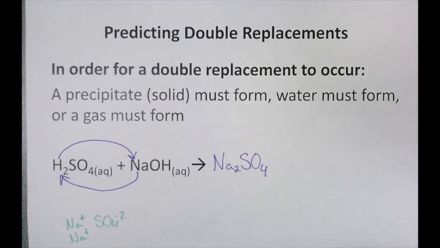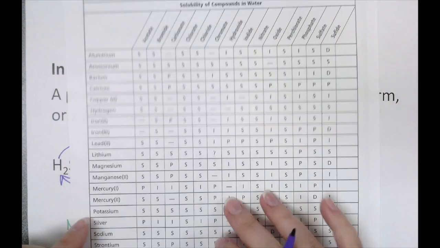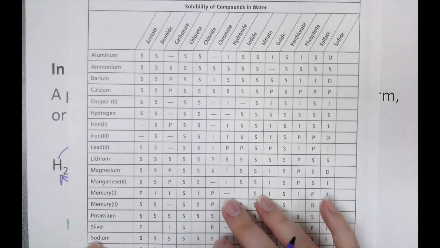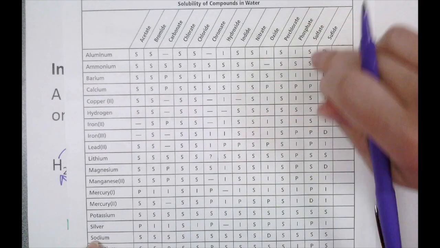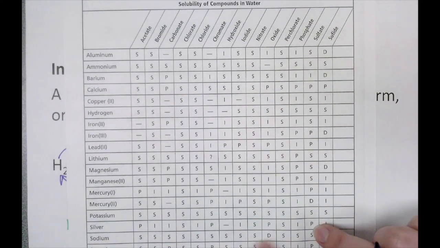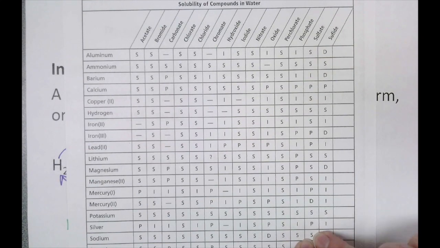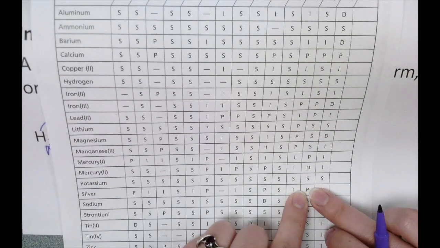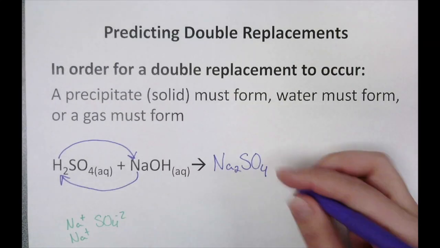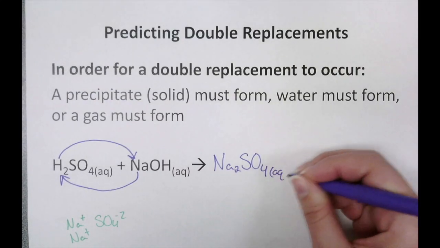Na2SO4. Then we're going to figure out if this is soluble or insoluble with our chart. So I'm going to go down to sodium. I'm going to find sulfate, second to the end. It is soluble. So its state of matter is going to be aqueous.